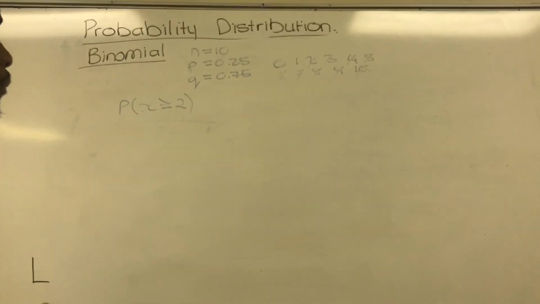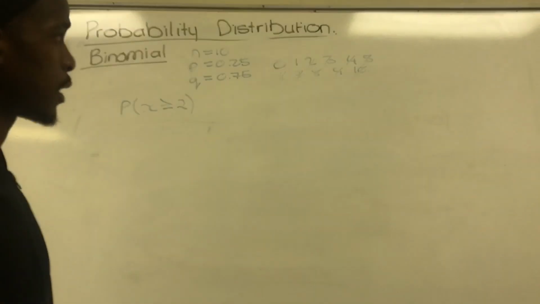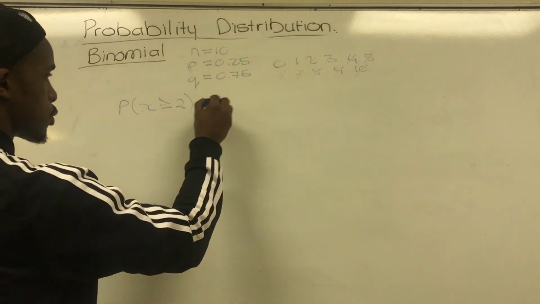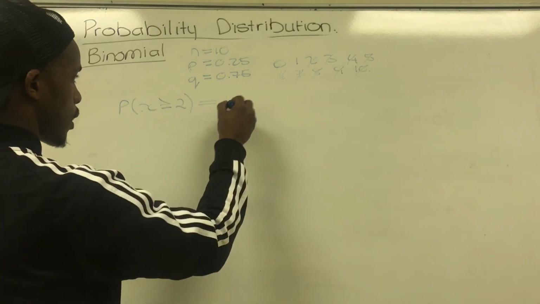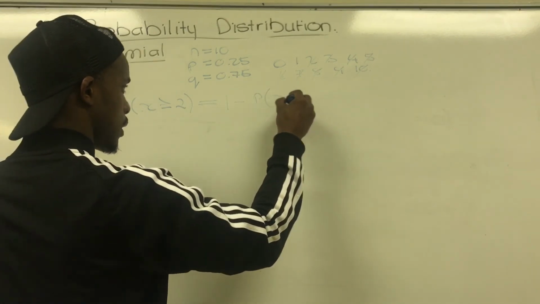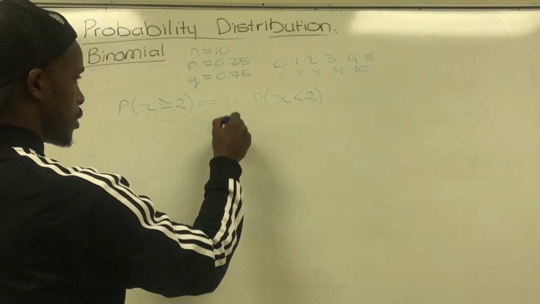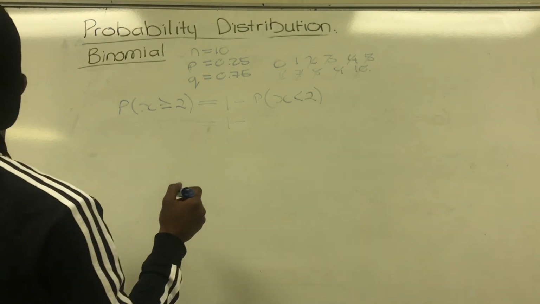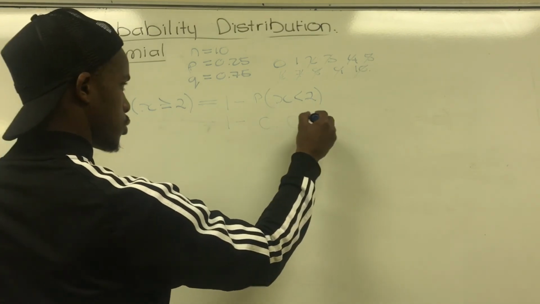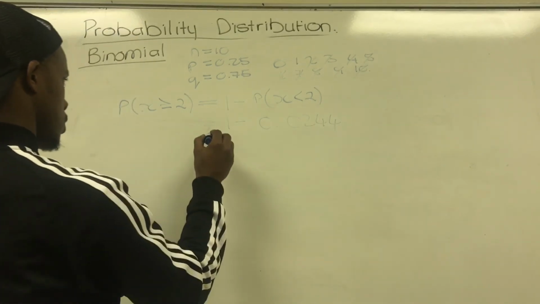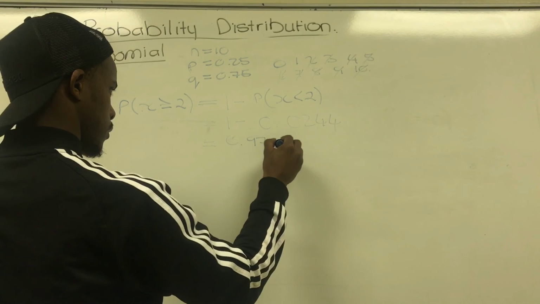One thing we know about binomial distribution is that all your possibilities should give you a total of 100%. That only makes sense. So we can use this property to our advantage. Instead of summing all those, we can just say 1 minus the probability that x is less than 2. And we know from the previous equation that this is 0.0244. And that should give you a total of 0.9756.